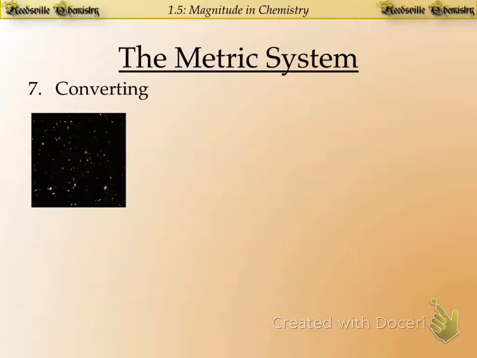Okay? So one of the most difficult things when it comes to this idea, when it comes to magnitude in chemistry and the metric system, is being able to convert your units. Okay, to be able to convert from units to units. So let me give you one example here. Let's say we have 15 grams of stuff. Okay, 15 grams.